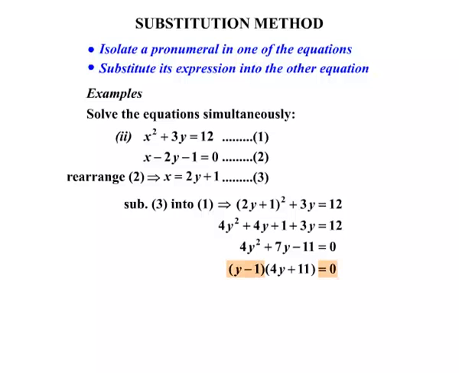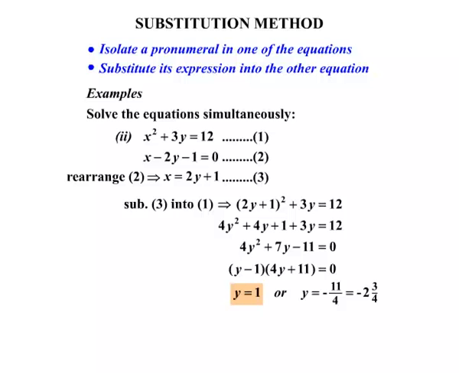Okay, let's move on now. We're now solving y minus 1 equals 0. We get that y equals 1. Or, the other solution for y, when 4y plus 11 equals 0, we get that y equals minus 11 quarters. We can write that as a mixed number, minus 2 3/4. Now, they are our solutions for y. We need to find x now.